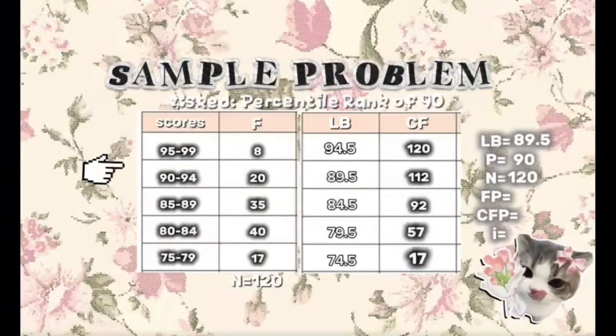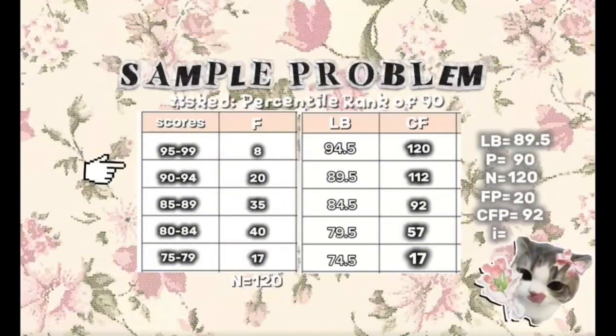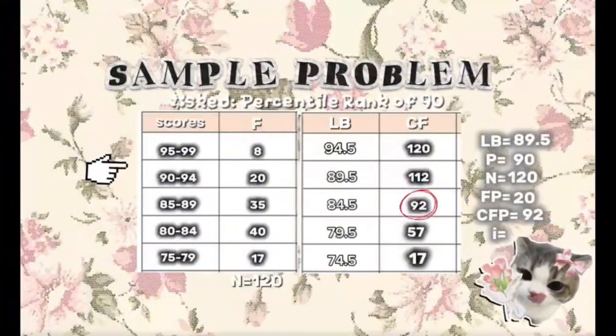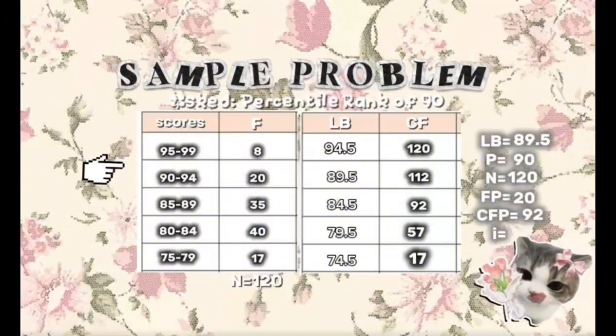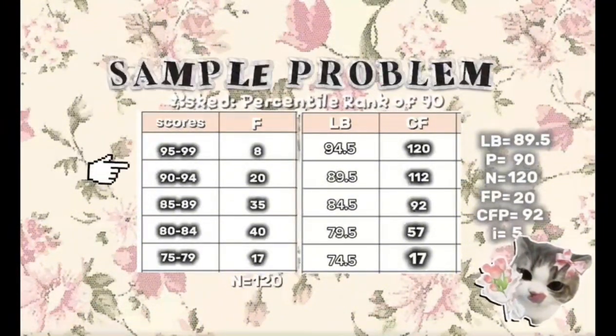Our FP is 20. Our CFP is 92 because it asks for below the critical value, and our critical value is 112, therefore 92 is our answer. Next is interval. How to solve interval is just count 90 to 94 and then all in all you'll get 5. Now it's all done, let's try to solve all of it.